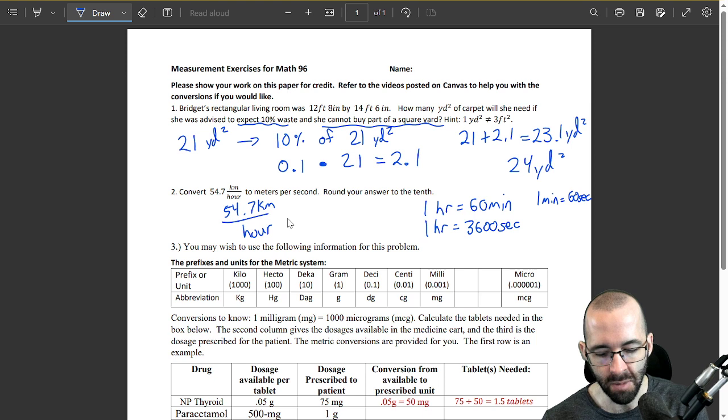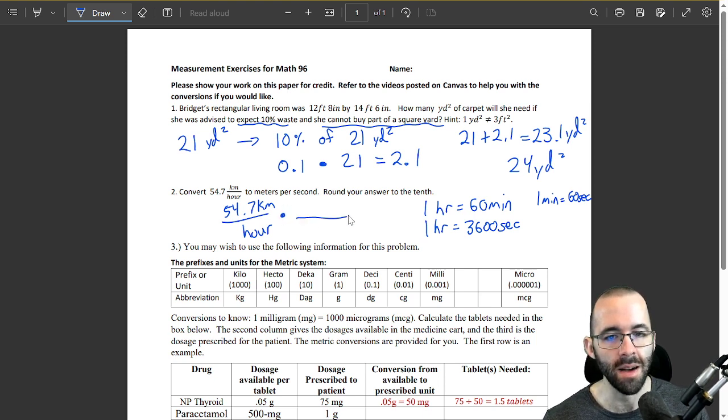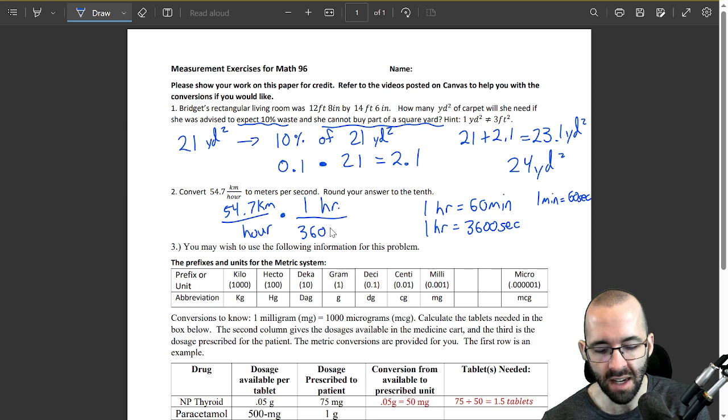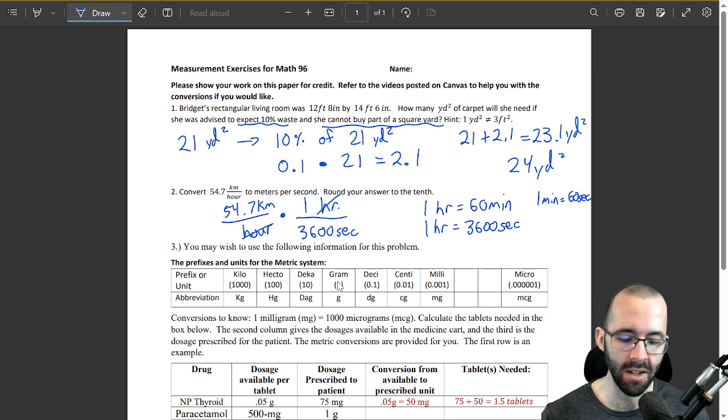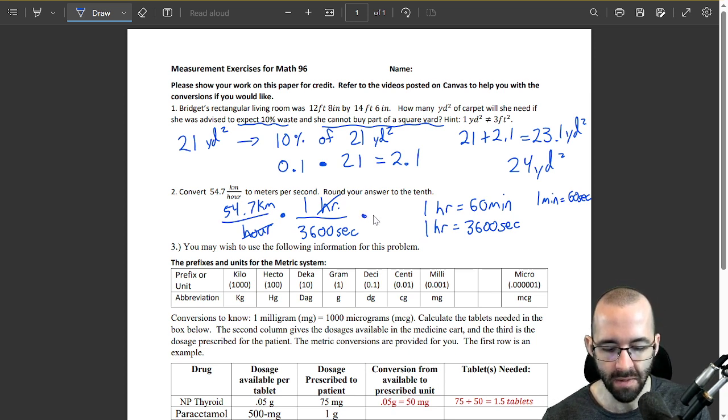So we can multiply to cancel it out. Which one goes on top? Well, we want the hours to cancel. So we have 1 hour on the top and 3,600 seconds on the bottom, because now the hours cancel, and now we're in kilometers per second. And then you can convert the kilometers to meters. So you can keep going.